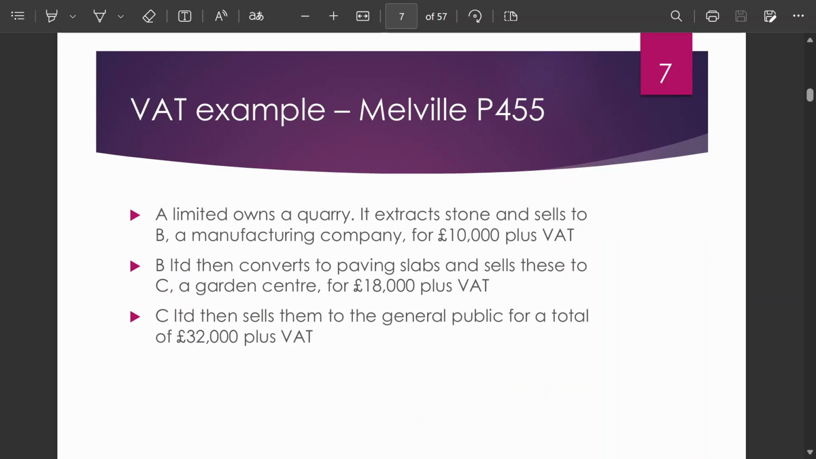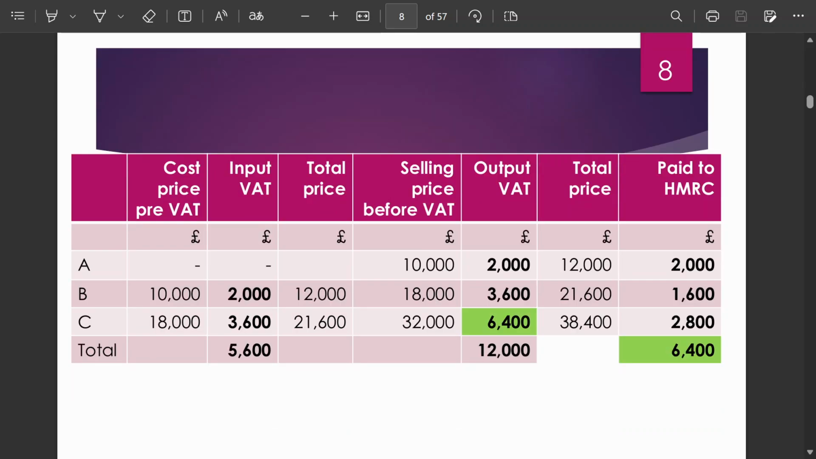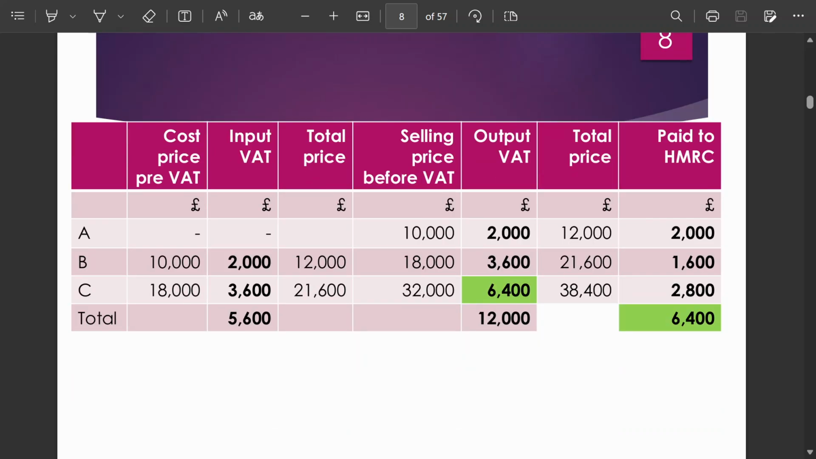Okay, A Limited owns a quarry. We have already done this example, so that's fine. We already saw this example, so we don't have to worry about it. This again shows you the total tax being paid to HMRC is actually being borne, is finally incident only upon the final consumer.